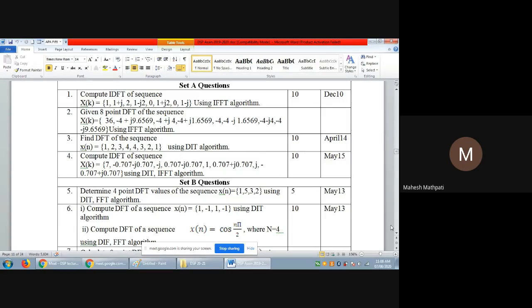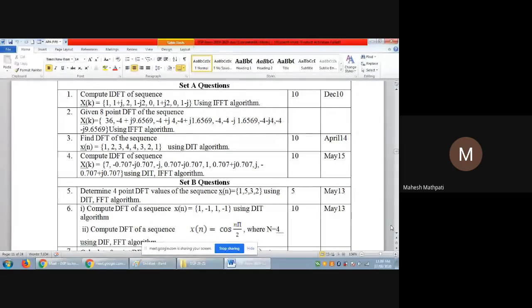Very good. And if it is DIF, what will be the input pattern? Natural order. Natural order as the input pattern, and the output will be in bit reversal order. The final output you get is in bit reversal order, but while representing the final answer, again you have to convert that into the natural form. Still any confusion here? No, sir.